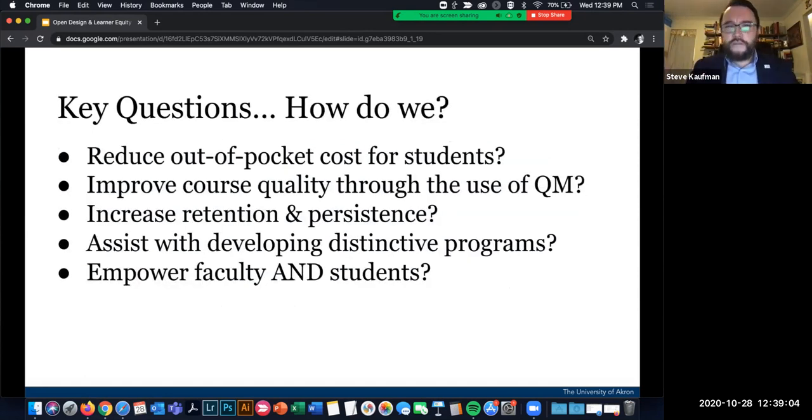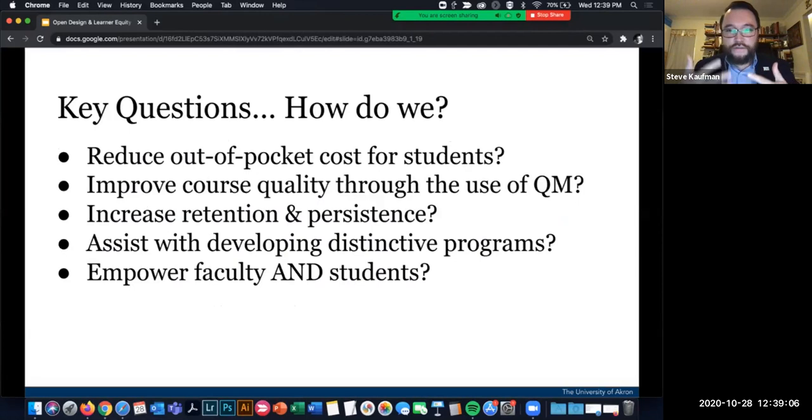So kind of piggybacking off of the learning objectives, there are 5 main questions I want to answer for you today. Number 1 is, how do we get the cost of course materials down for our students? It's really, really expensive. And I'm going to share some of the data that I've collected on this because I think it's going to perk up some eyebrows.